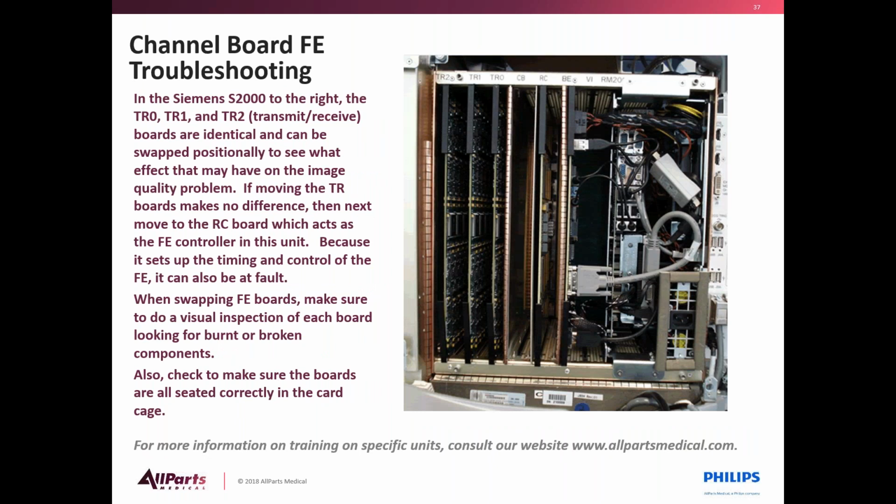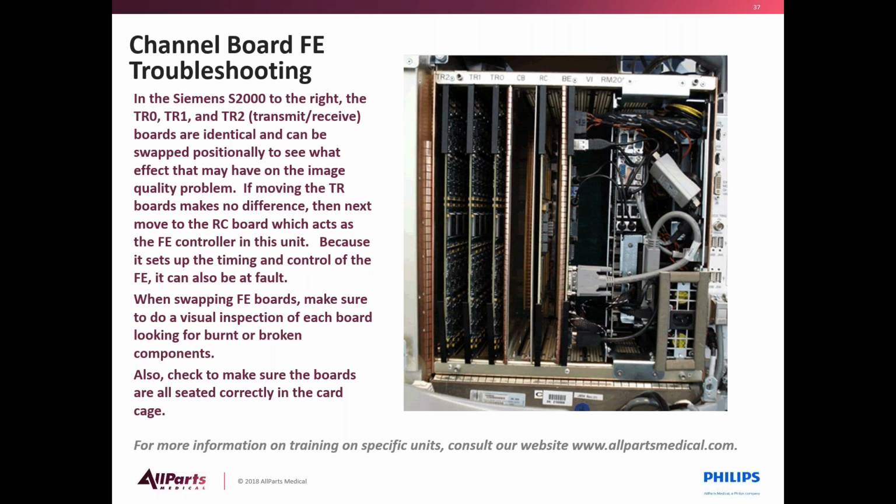So if you're troubleshooting a channel board front-end configuration, the approach is similar. In the Siemens S2000 to the right, the TR0, TR1, and TR2 boards are identical and can be swapped positionally to see what effect that might have on your image quality problem. If moving the TR boards makes no difference, then you would next move to the RC board, which acts as the front-end controller in this unit. Because it sets up all the timing and control of the front end, it can also be at fault.